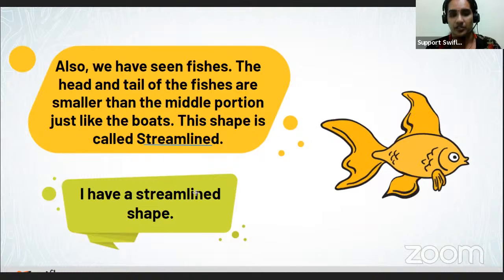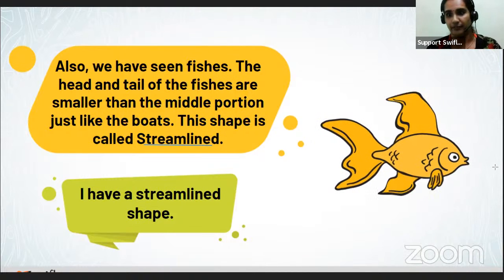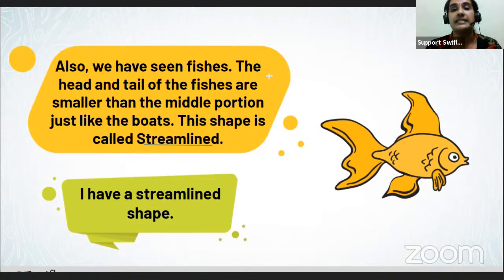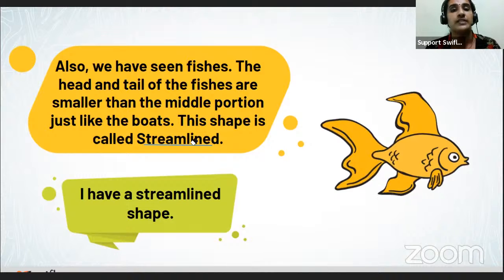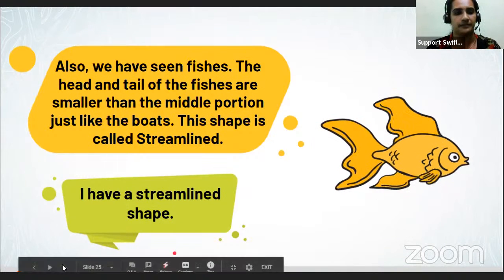The fish is saying, I have a streamlined shape. You can see that the front portion is small, the back portion is small, the middle portion is a little bit bulged. And what is the shape known as? Yes, it is known as streamlined. Understood? So that is the streamlined shape.